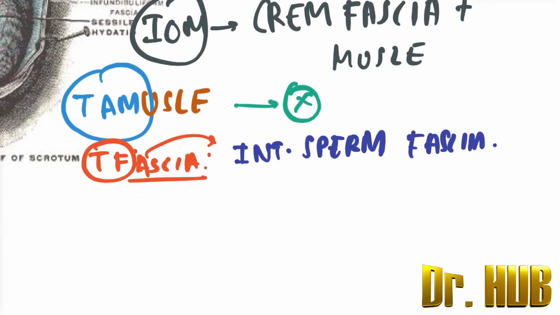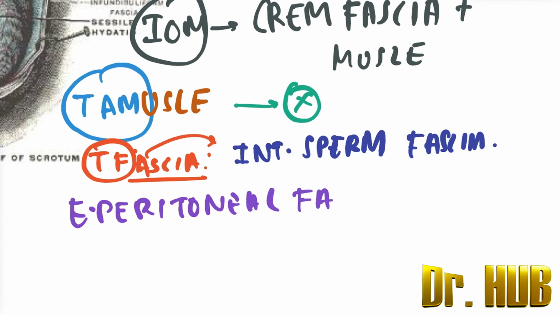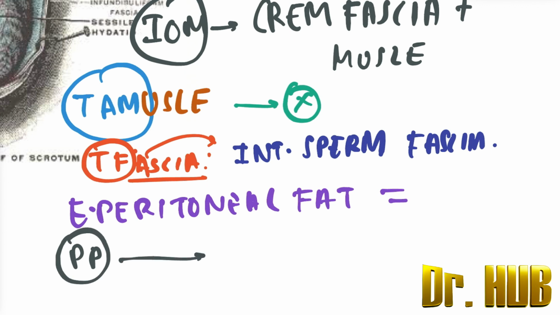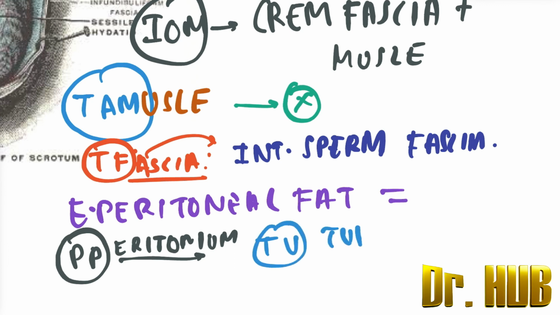Next comes the extraperitoneal fat. E-peritoneal, that is the extraperitoneal fat. This extraperitoneal fat continues as the extraperitoneal fat. Next is the parietal peritoneum. We are writing it as PP. The parietal peritoneum continues as the TV, the tunica vaginalis.